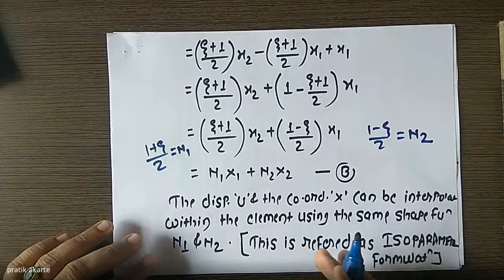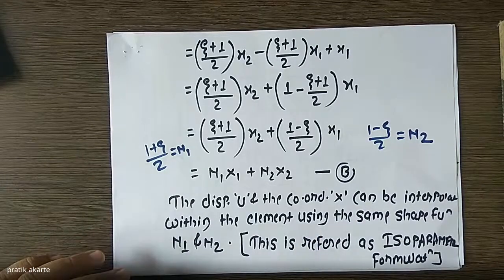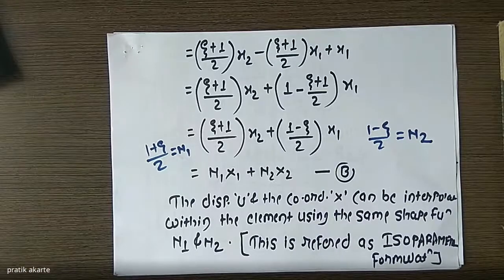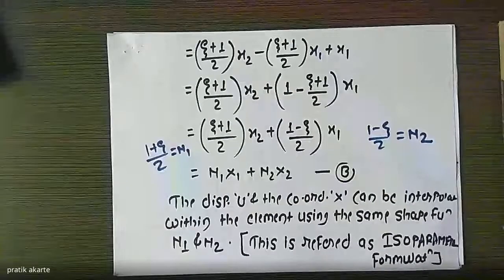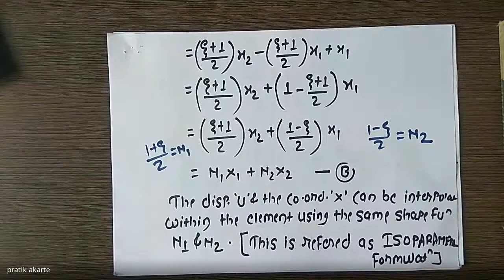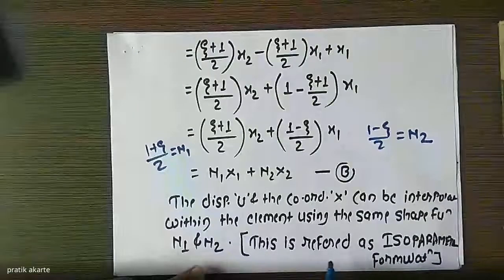So from equation number A and B, we can say that the displacement u and the coordinate x can be interpolated within the element. Now what is interpolation? Interpolation means finding out the intermediate values. So displacement u and the coordinate x can be interpolated within the element using the same shape functions. Got my point? So that is why we can say that this is referred to as isoparametric formulation.